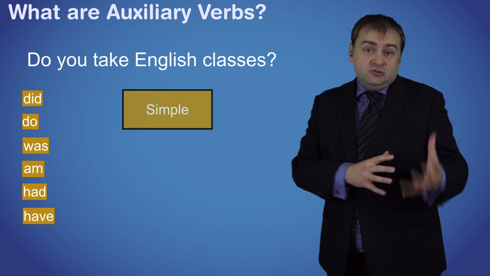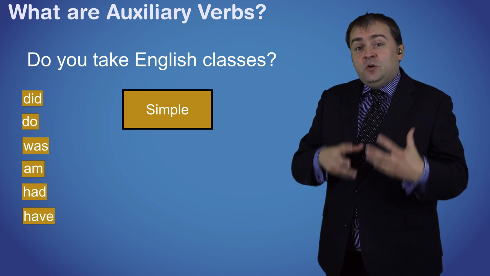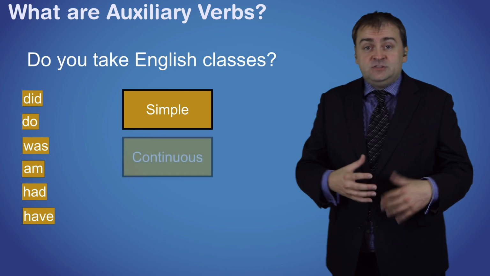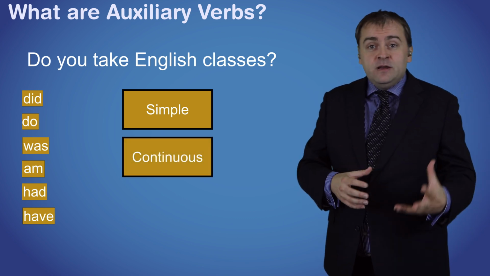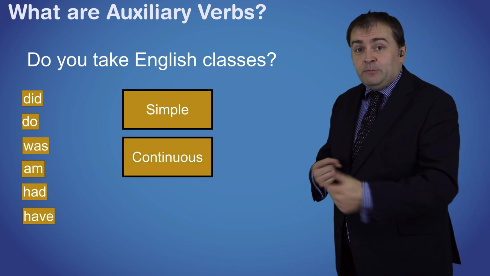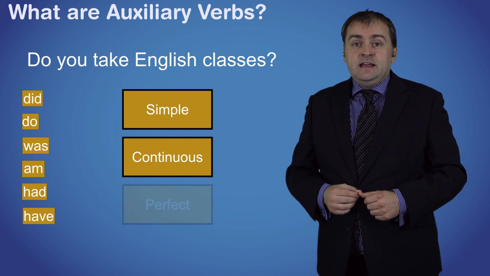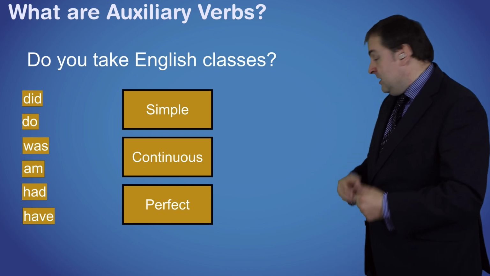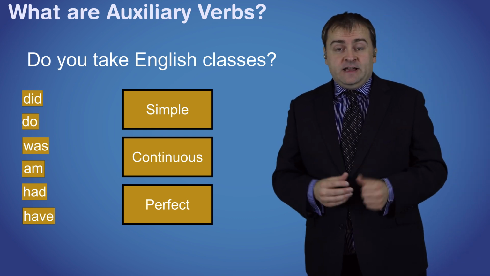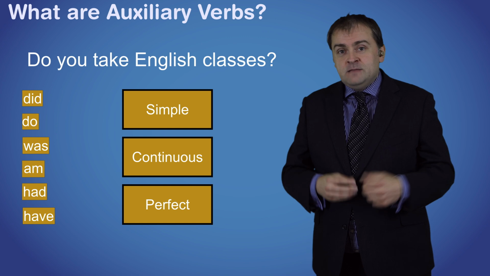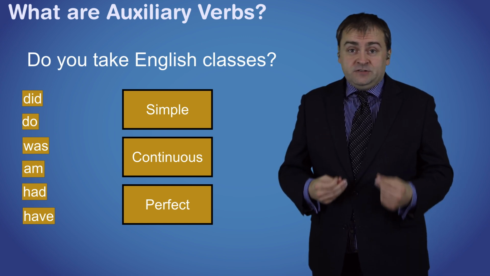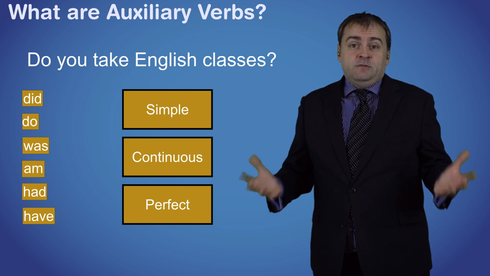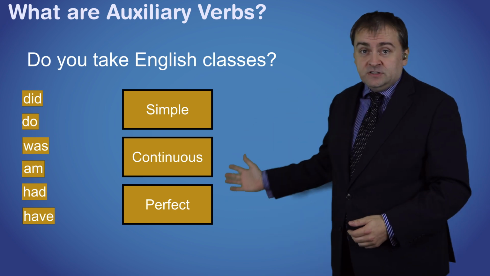The verb do, so do and did in the past, go with the simple type of action. The verb be, so here was and am, go with the continuous type of action. And the verb have, so had and have, go with the perfect type of action. Because there's one auxiliary verb for each of the different types of action, we know the type of action just by looking at the auxiliary verb.